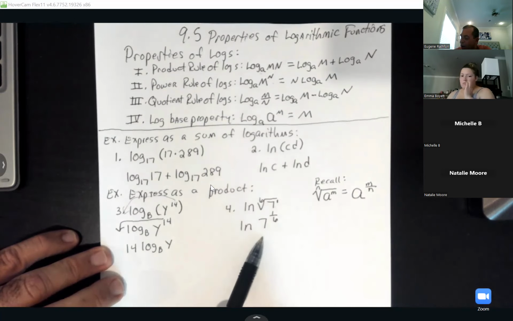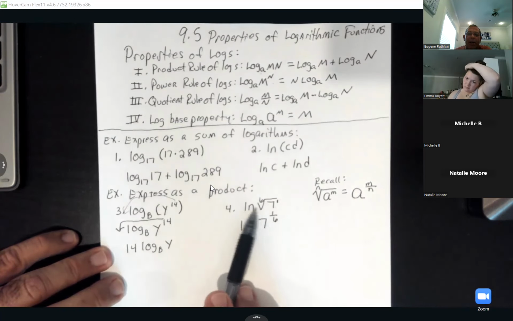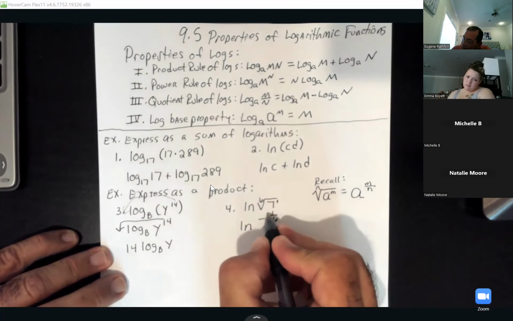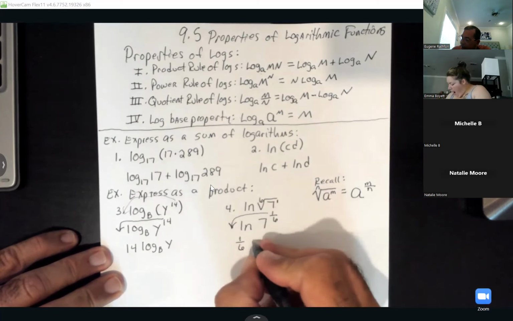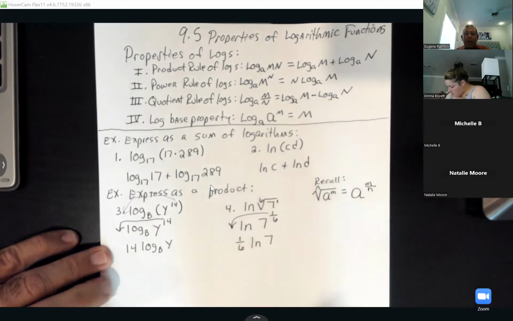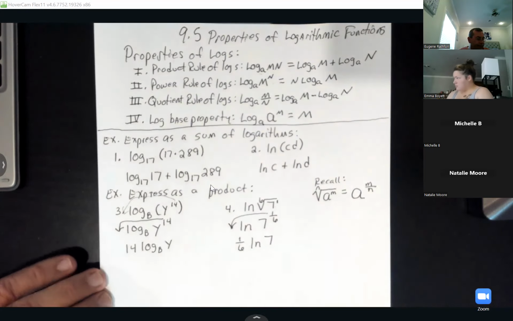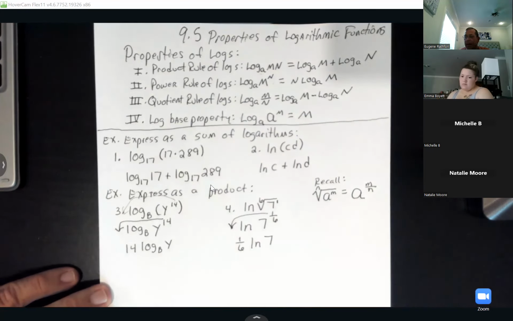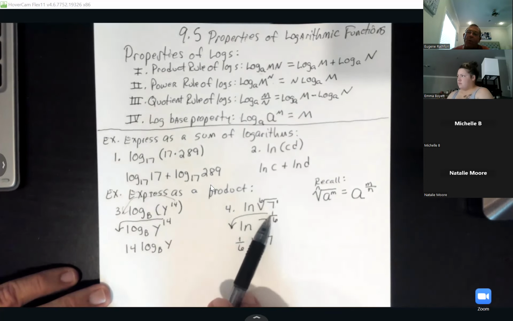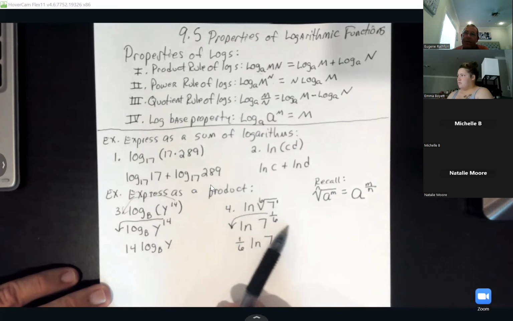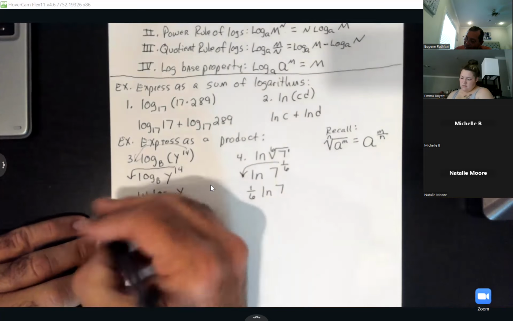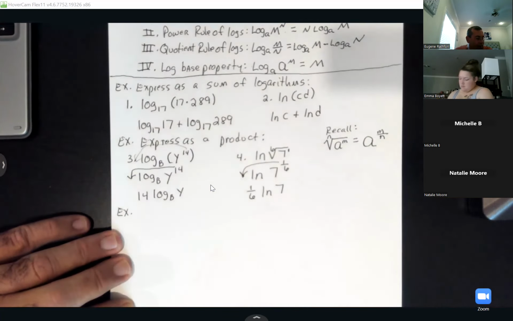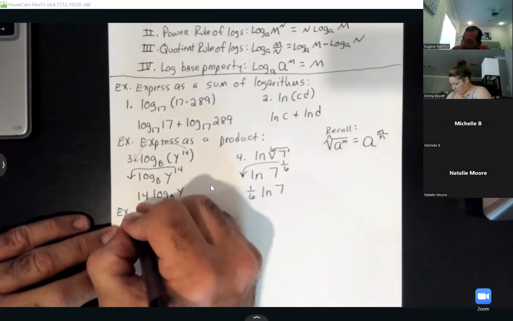Now, write this as a product. We're going to take that exponent and bring it to the front so that I get a 1/6 times my ln of 7. Now, you're going to get good at these because I got like 4 or 5 problems today where we're going to convert out of them little radicals, okay? So guess what? The next 2 expressed as a difference of logs.